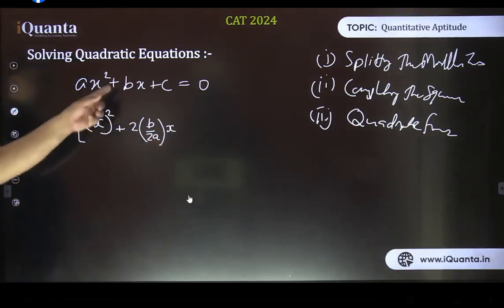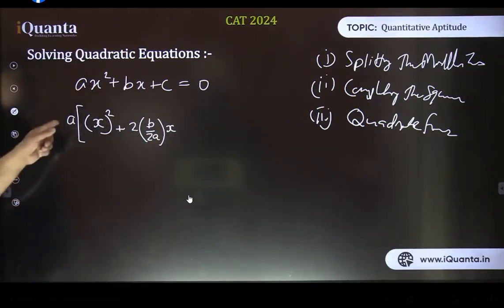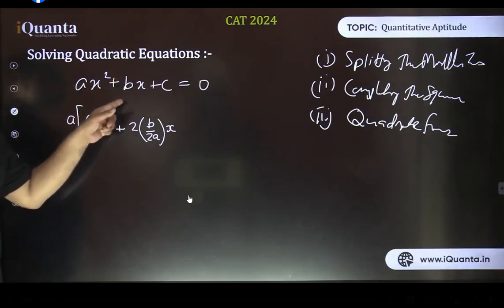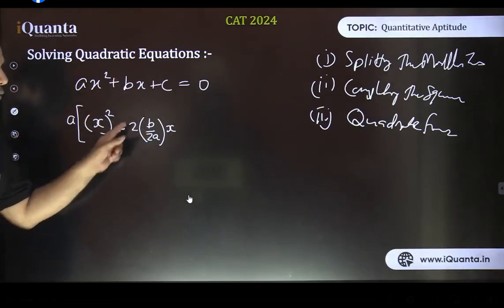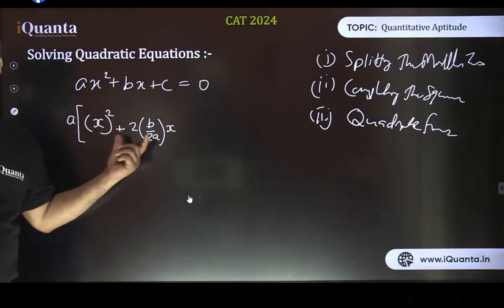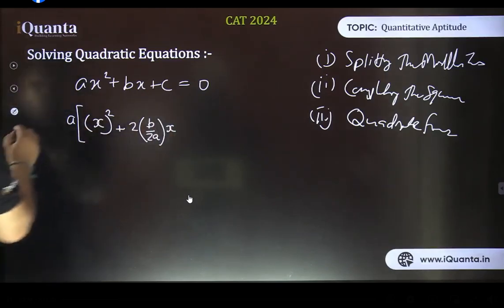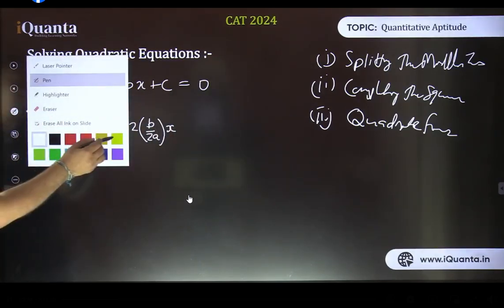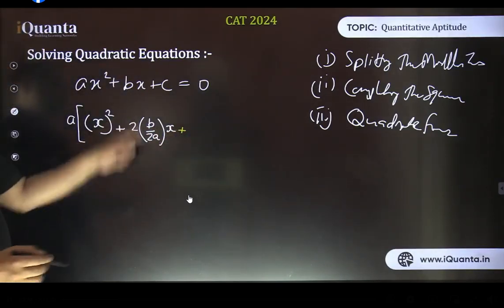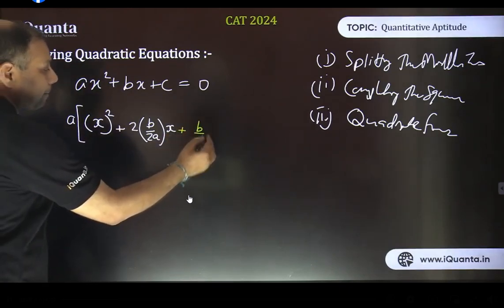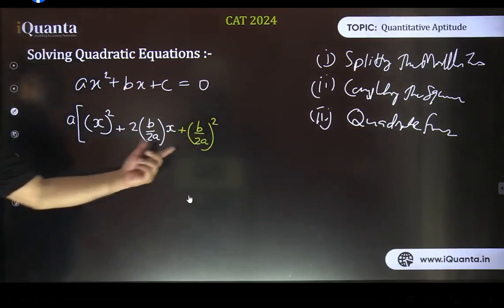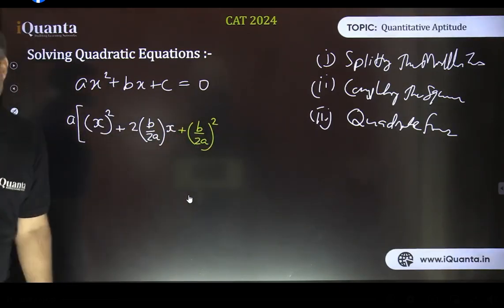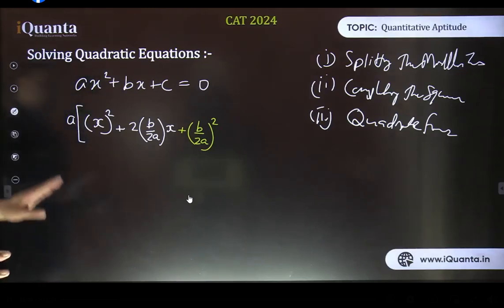Is this point clear? I have taken already a common, so it is x square. Then this is b upon ax it was. So b upon a means 2 into b by 2a into x. So that becomes my term 2ab, right? So to complete this square, what I should add here? I need to add square of b by 2a to complete this square. Fine. That's it. So we have completed the square now.